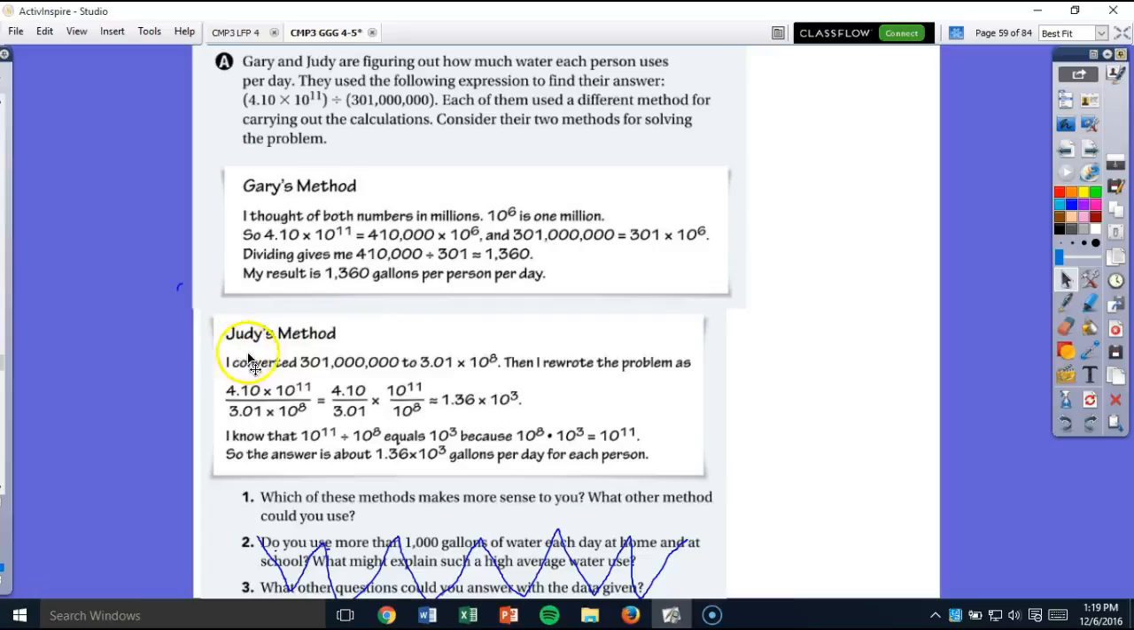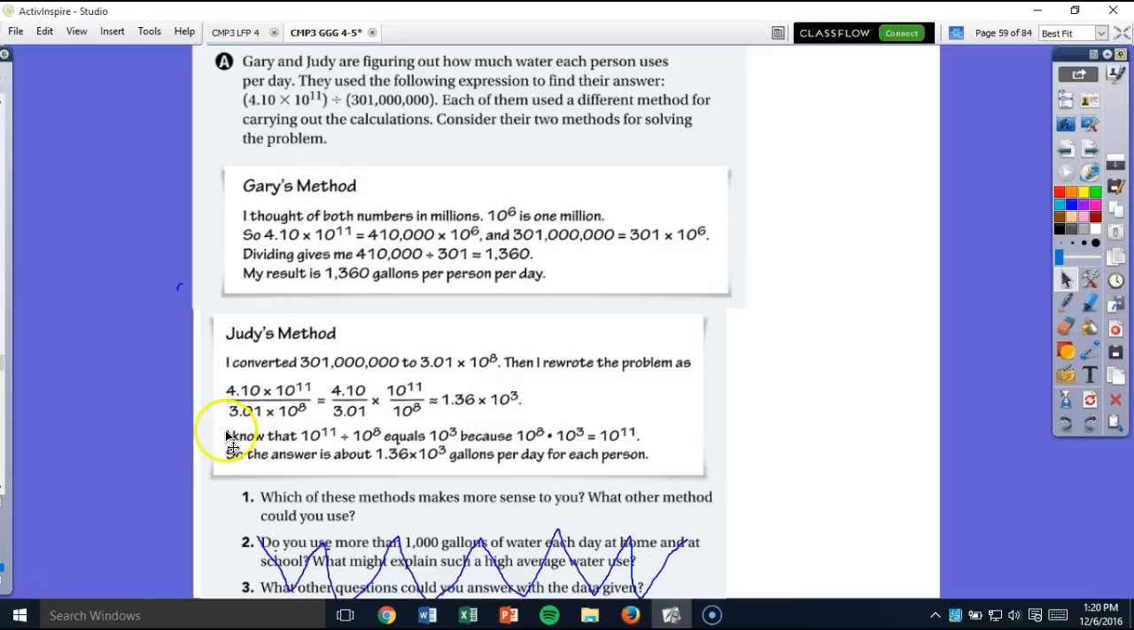Judy, on the other hand, converted the 301 million to 3.01 times 10 to the 8th, then rewrote the problem as 4.1 times 10 to the 11th divided by 3.01 times 10 to the 8th. And you can break these apart, and I'll show you how to do that a little later. 4.1 divided by 3.01 is going to be 1.36, and 10 to the 11th divided by 10 to the 8th is 11 minus 8, or 10 to the 3rd.